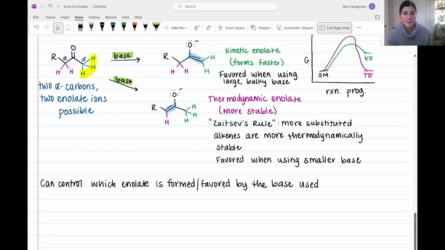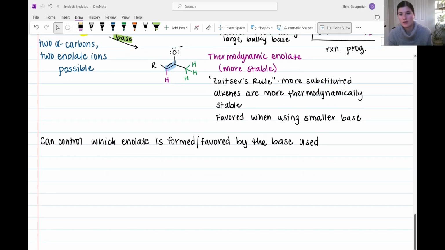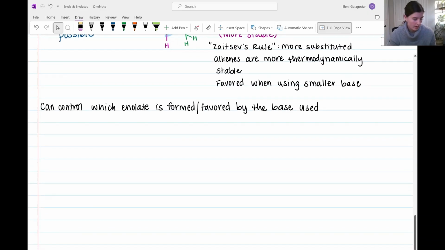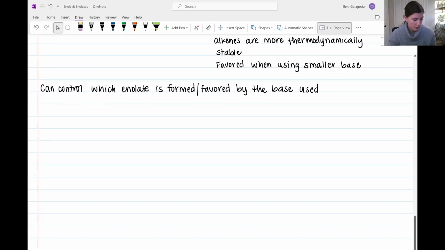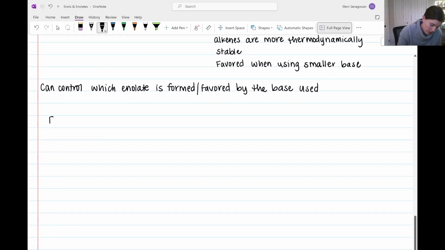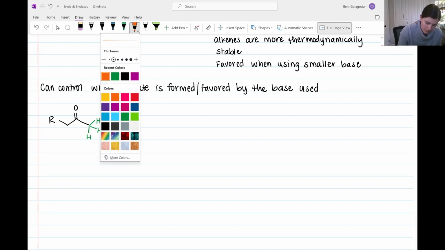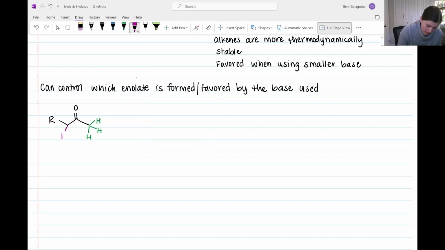Okay, so different bases will favor a different enolate. Again, if you have an asymmetric ketone. So let's look at two examples here. We'll use the same general asymmetric ketone to talk through what's going on here. So we have our 3 hydrogens in the CH3 group. And then 2 hydrogens at the CH2. These are all alpha hydrogens.